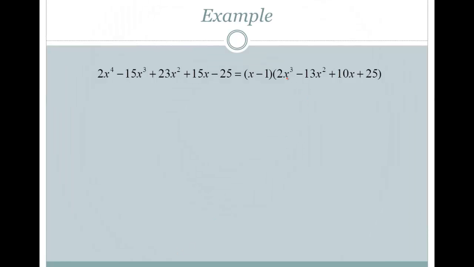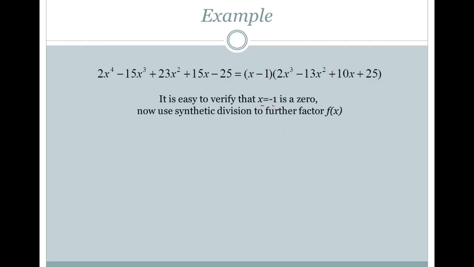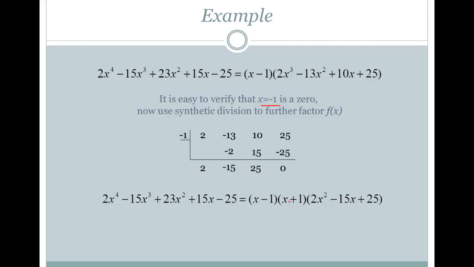If I look here again, I still have the same factors, the same P, same Q. And again, with close inspection, you can find that x equals negative 1 is also a 0. Finding one that works right off the bat makes it more simple, because then I can use synthetic division. If I use synthetic division here, bring the 2 down, negative 2, negative 15, 25, negative 25, 0. That allows me to factor even further.